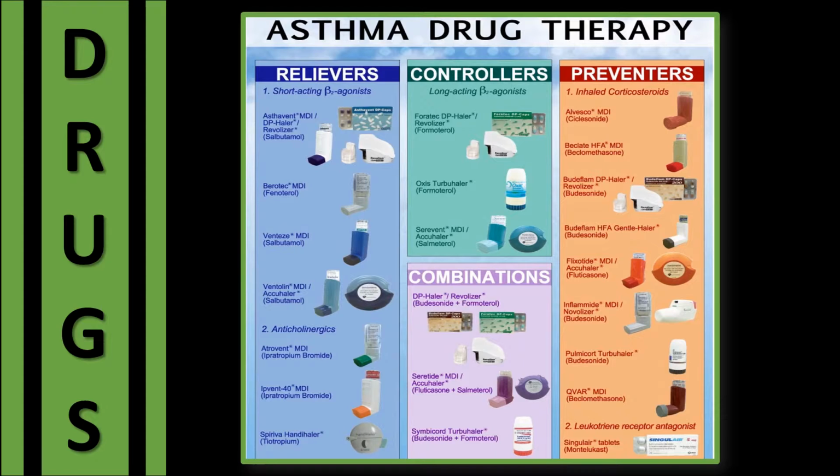Other preventers are inhaled corticosteroids like beclomethasone and budesonide, as well as your leukotriene receptor antagonist like Singulair. There are also combinations of the controllers and corticosteroids, like your Advair Diskus, which is fluticasone and salmeterol, or your Symbicort, which is budesonide and formoterol.